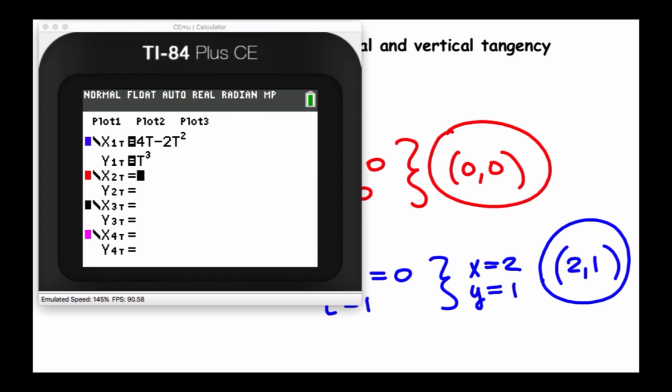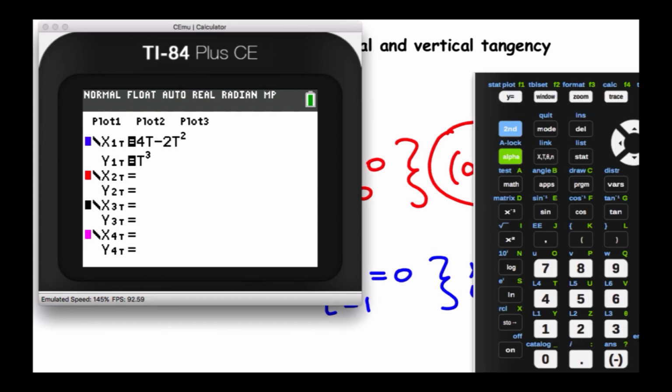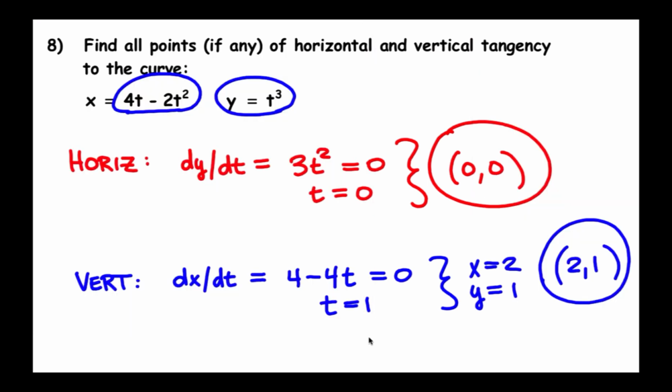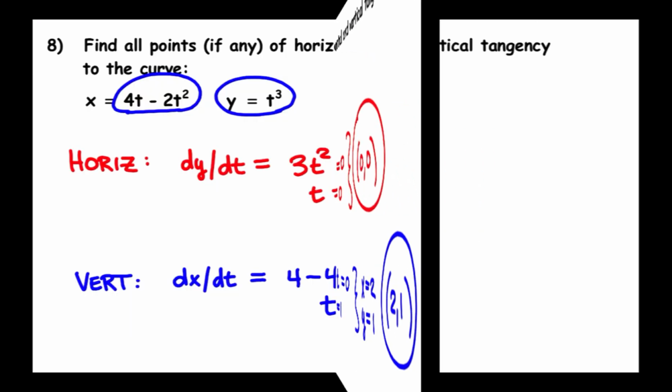I was curious to see if our answers were actually correct, so I got my TI-84 and graphed the original equation in parametric mode, and now I'm going to see what the graph looks like. There it is. You can see that at (0, 0), we've got a horizontal tangent, and at the point (2, 1) right here, where my mouse is, that's a vertical tangent. So those are correct answers. Very cool. All right, on to the next.